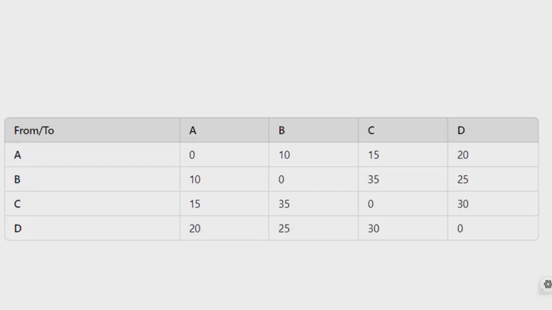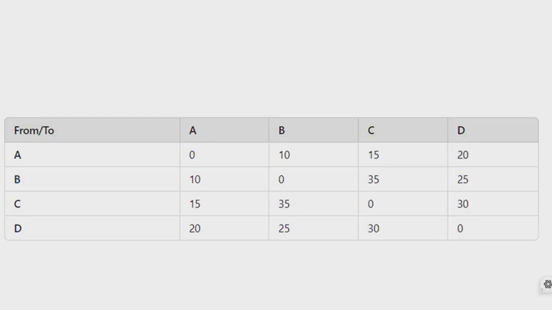A to A is 0, because we start from A, and A to B is 10. From city A to city B, the distance is 10, and the cost is 10. And another one is A to C: from city A to city C the minimum cost is 15, and A to D the minimum cost is 20. Likewise, B to A is 10, B to B is 0, B to C is 35, and B to D is 25.